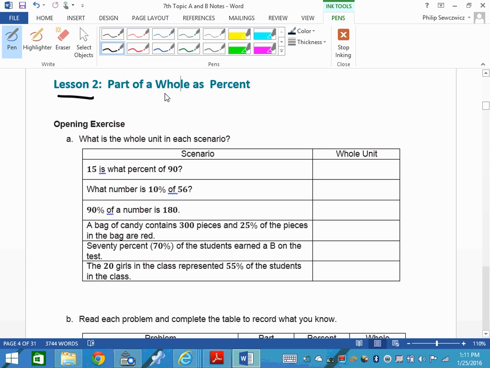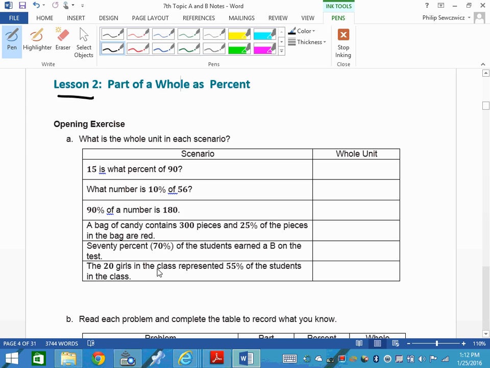It's lesson number 2. We're talking about part of a whole as a percent here. What they're trying to get us to do is figure out the beginning, which is to understand what the whole amount is in a particular situation. So it's actually easier to work our way backwards here. So we got this one.